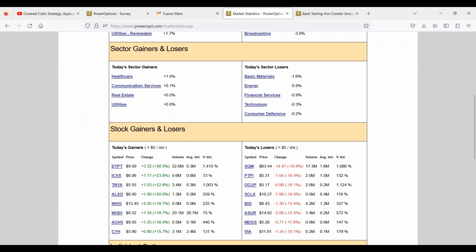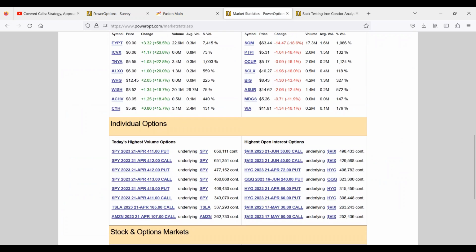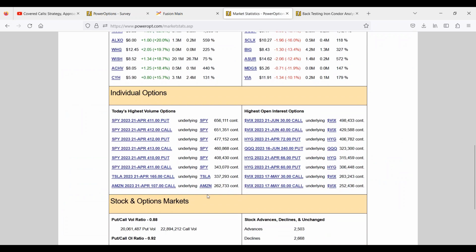There it is. Okay. Naturally, this is an expiration day. But what are today's highest option volumes? Daily SPY, 21st of April. Are these roller adjustments? No, these are probably positions that were just opened today. 21 April, Amazon, Tesla. These are probably 0 days to expiration.